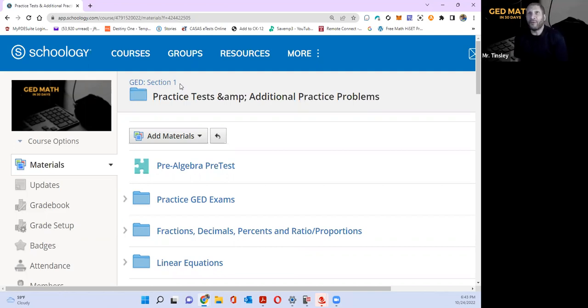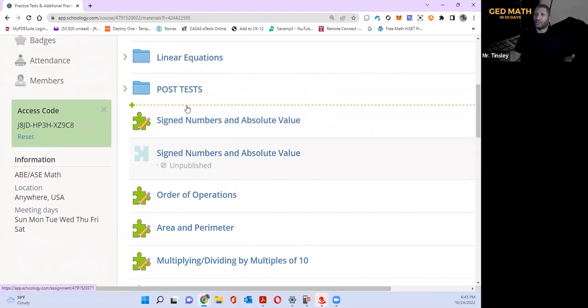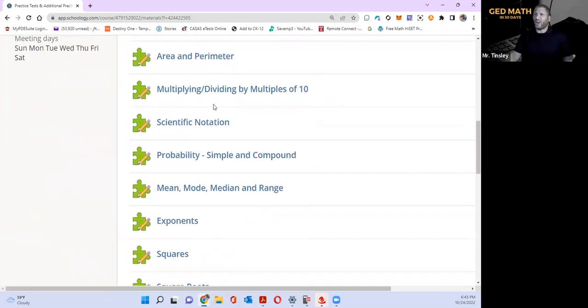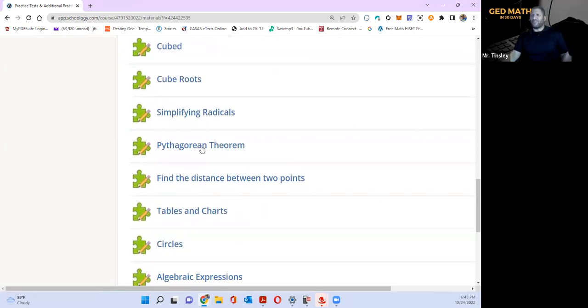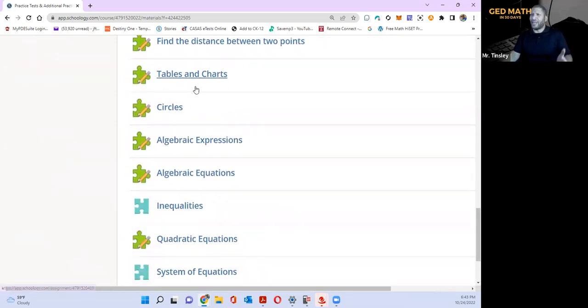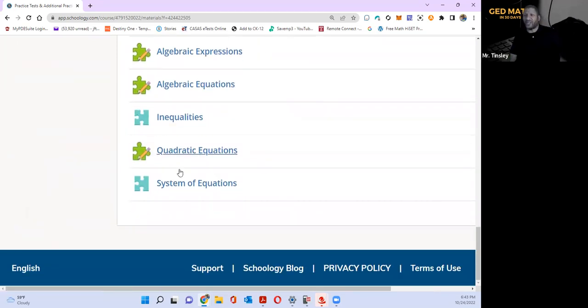Why? Because for the last 7 years, this is what I've been doing, helping people pass this exam. Everything you need: fractions, decimals, percents, ratios and proportions, linear equations, post-test, order of operations, area and perimeter, scientific notation, probability, mean, mode, median, exponents, Pythagorean theorem, finding the distance between 2 points, tables and charts, circles, algebraic expressions, algebraic equations, inequalities, quadratic equations, systems of equations. Got everything for you. All you need to do is put the hard work in.